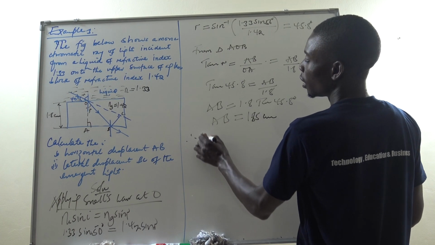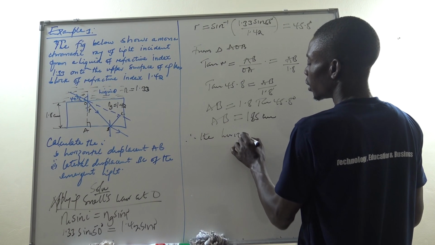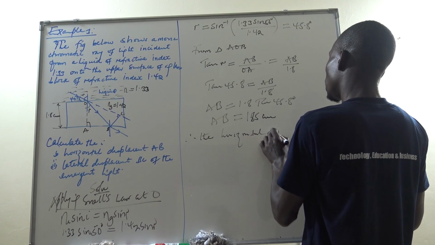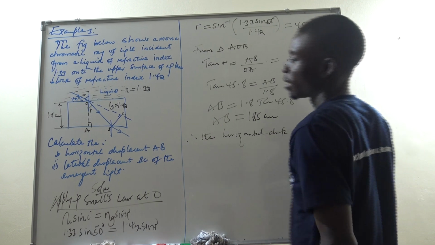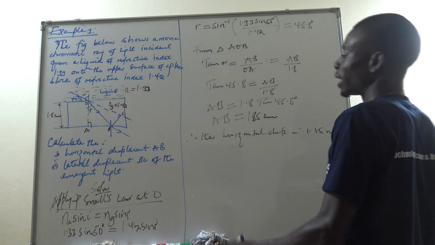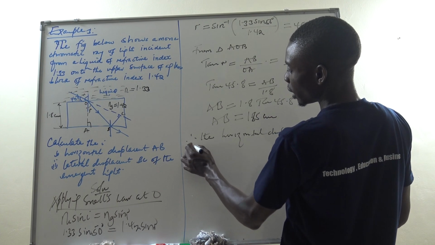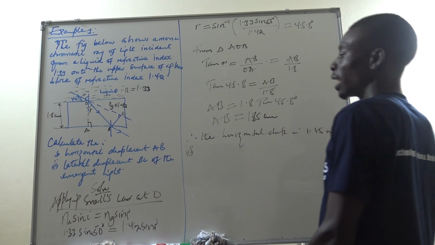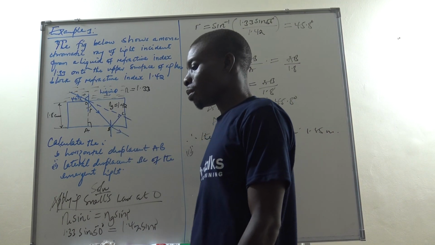So therefore, the horizontal displacement is 1.85 centimeters. Okay? From here up to here. And then we can now go to Roman 2. Roman 2 is saying lateral displacement BC. What is that displacement BC?